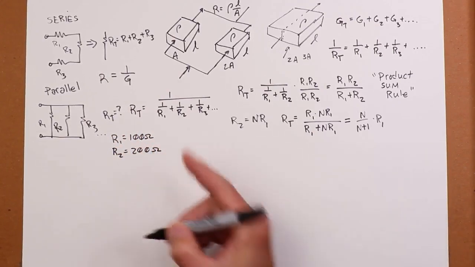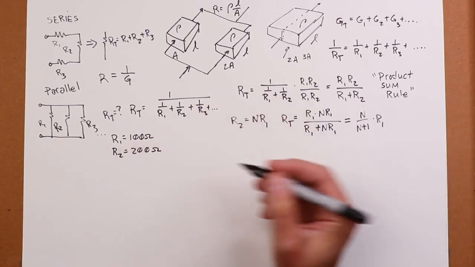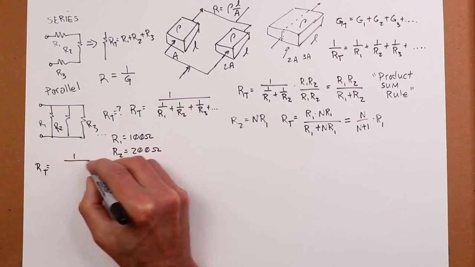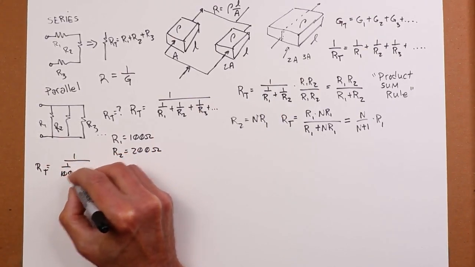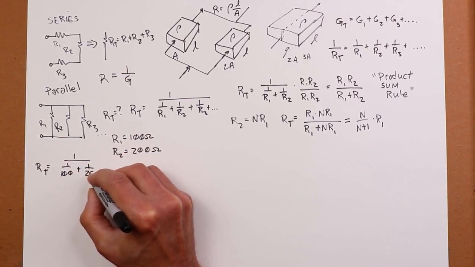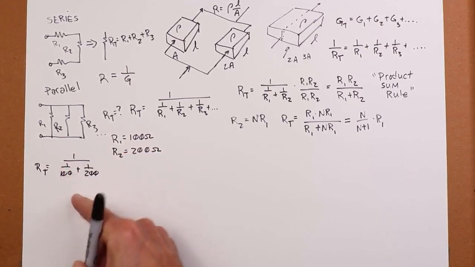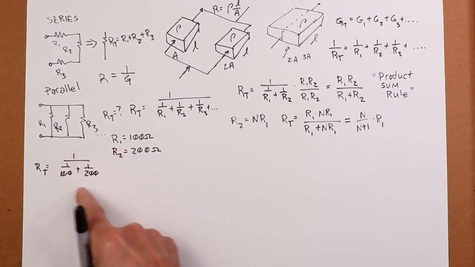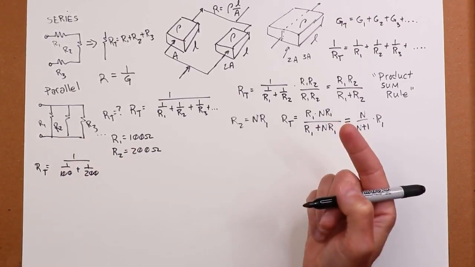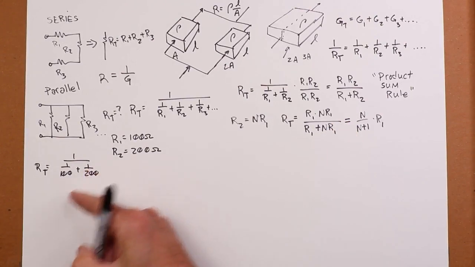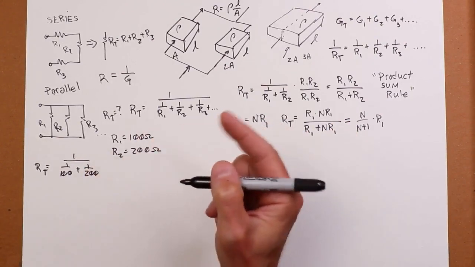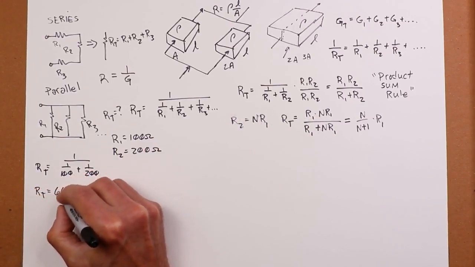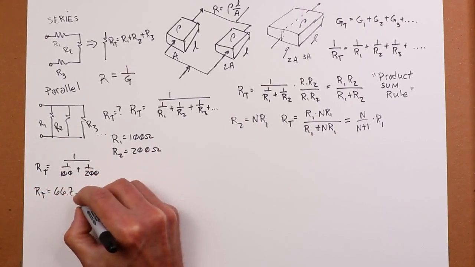So I can do it three different ways, right? I can say RT is 1 over 100 plus 1 over 200. All right, so 1 over 100 is 10 millisiemens. 1 over 200 is 5 millisiemens. So I'd say it's 1 over 15 millisiemens, and I'd get my value. All right, that's going to work out to 66 and two-thirds. I'll just round it off and say it's 66.7 ohms.